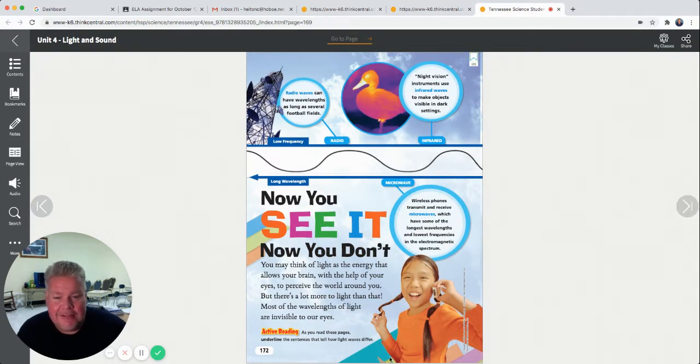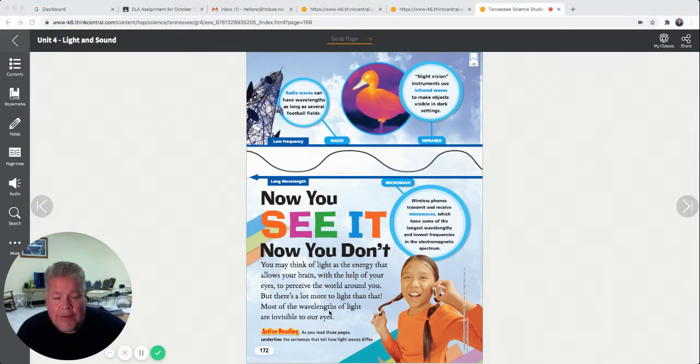Now you see it, now you don't. You may think of light as the energy that allows your brain, with the help of your eyes, to perceive the world around you. And yeah, that's what we said. If I turn my light off, it gets dark in here. But there's a lot more to light than that.